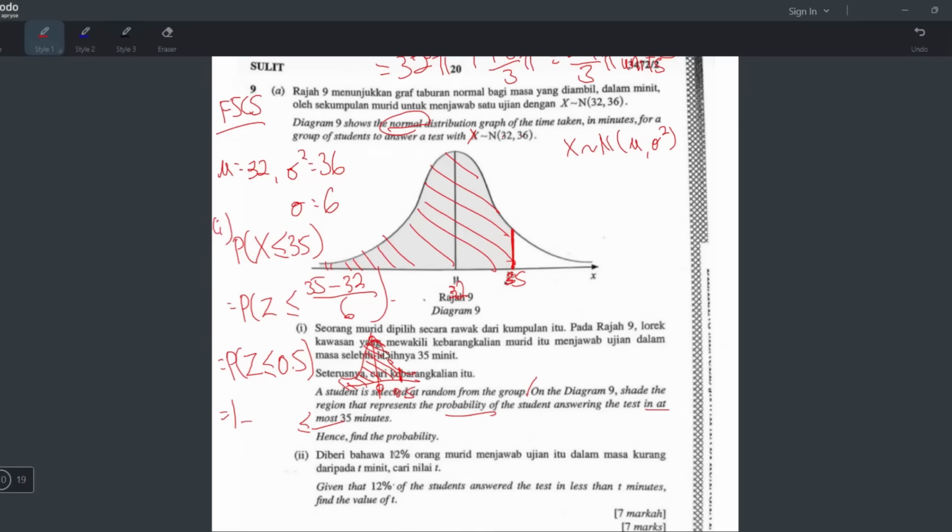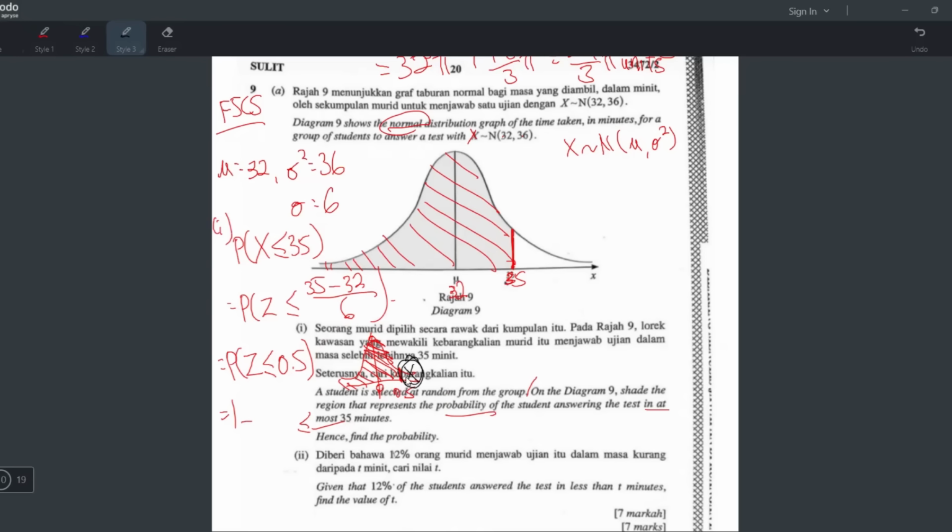Or when the shaded region crosses over the y-axis, the vertical axis. When the shaded region crosses over the vertical axis like that, you have to take 1 minus, because 1 is the total probability, the total area for the whole thing. So you take 1 minus the part you don't want, which is the region that is not shaded. Yeah, the unshaded region.